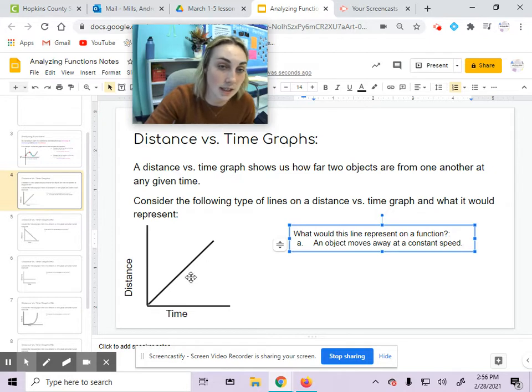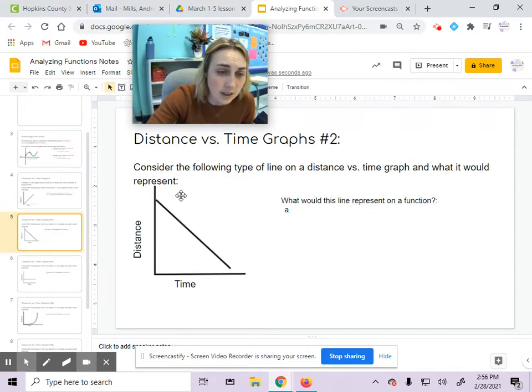The slope doesn't change, therefore the speed would be constant. Nothing changes about this line. You have the same slope the entire time. So that's how you would describe this. As time increases, distance also increases, and an object moves away from the house or wherever we're leaving from at a constant speed. So if we're looking at the next one, well, it's going to be the opposite.